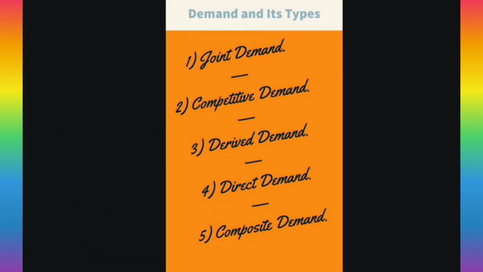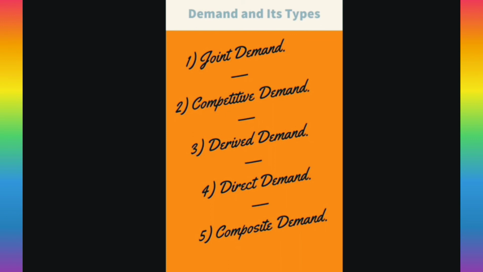Now let's discuss demand and its types. First is joint demand. What do you mean by that? When a commodity is jointly demanded with some other commodity, we call it joint demand. For example, if you buy a car, you would need petrol. So, joint demand is also called complementary demand.